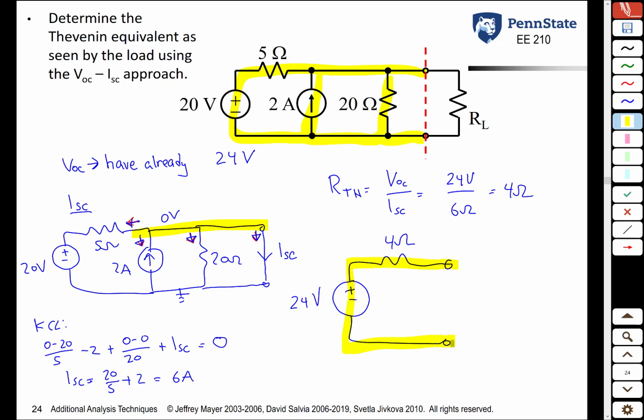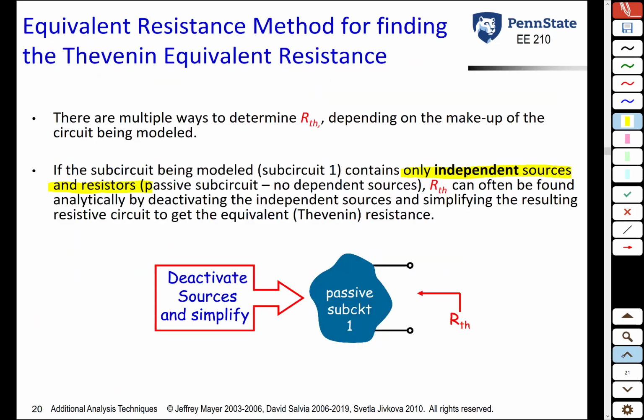At this point, you may ask yourself, why would you ever use the VOC-ISC approach? The equivalent resistance method is much easier, and it is. However, the equivalent resistance method cannot always be used. The equivalent resistance method can only be used if the circuit you're simplifying contains only independent sources and resistors, which we saw here. So that means that if you have a circuit that contains dependent sources, you cannot use the equivalent resistance method, and you'd have to use something like the VOC-ISC method. So we'll look at another example showing that.